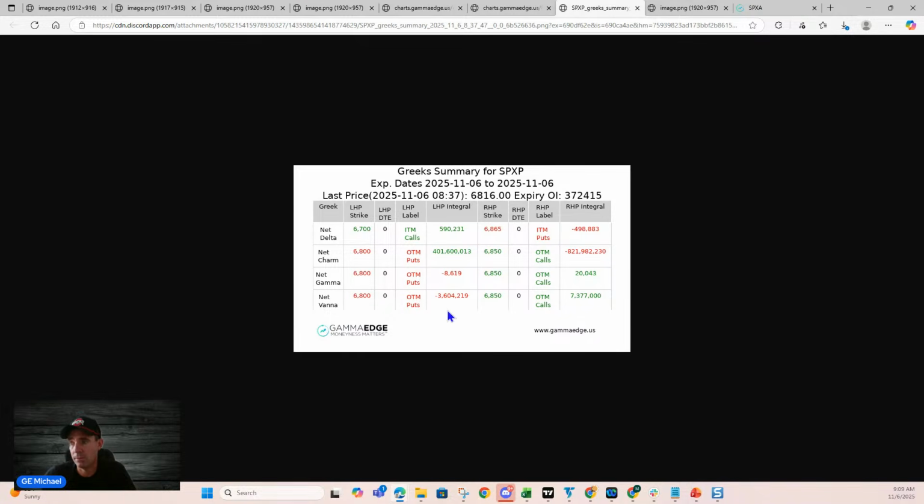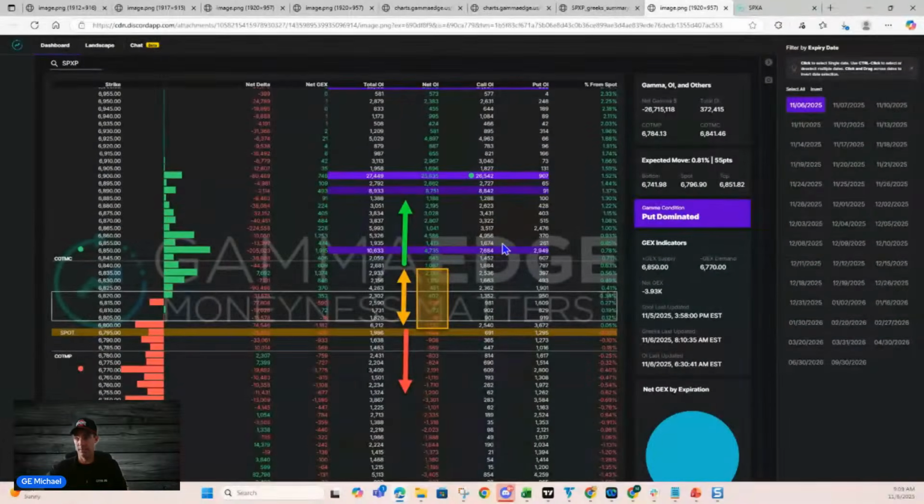And then net Vanna, you'll notice that we do have a significant opportunity if we do get above 68.50 out of the money calls, volatility drop. This would be a large Vanna tailwind to the upside if we do see volatility drop. Again, not anticipating we get above 68.50 with all the other structure that's in place, but that's something to watch for heading into today.